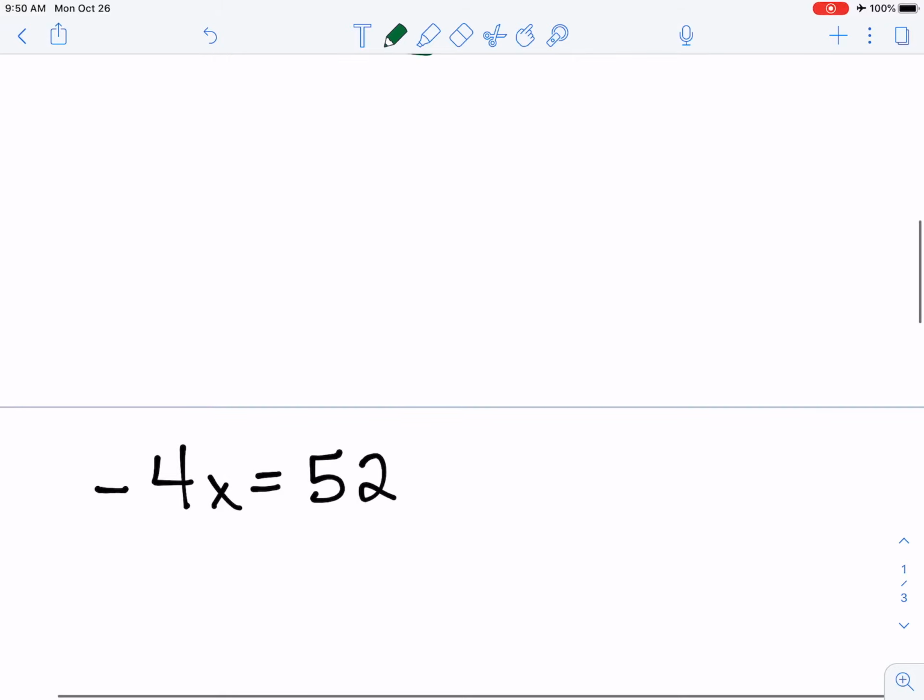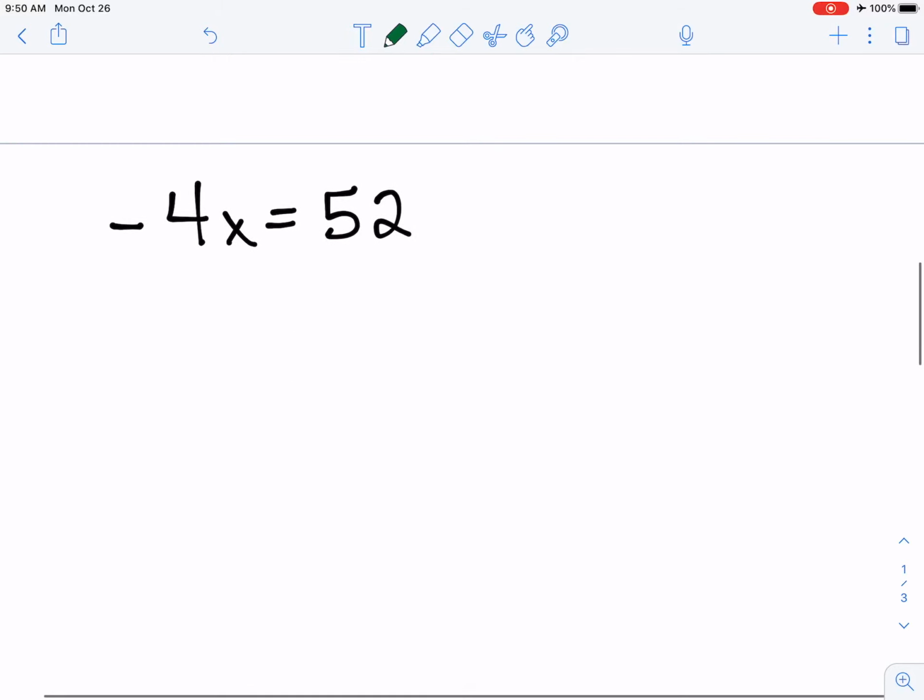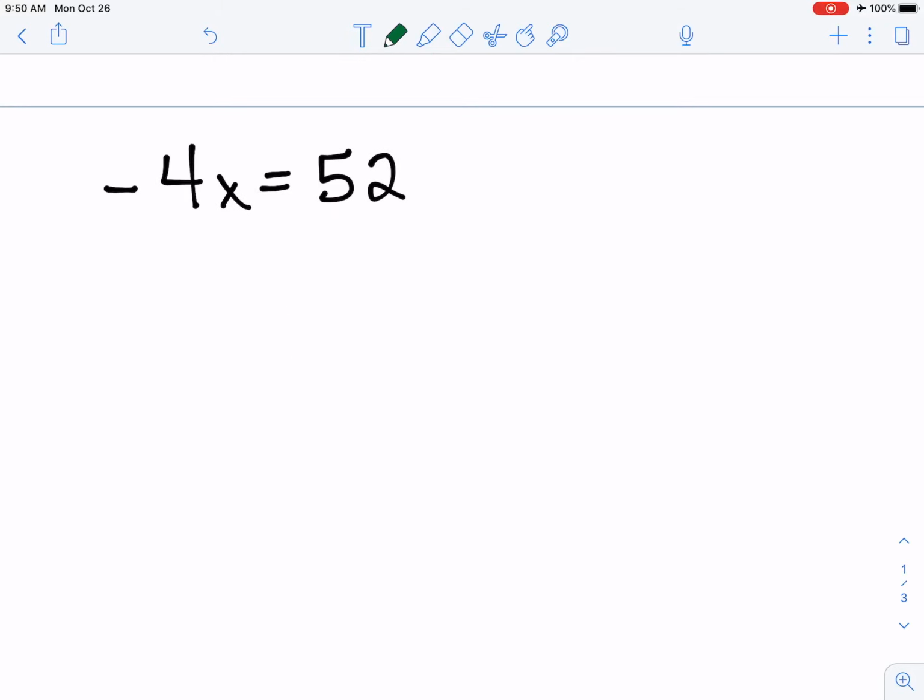Now we're going to move into a problem that has some multiplication. So here I have negative 4x equals 52. And again, the object is to get this variable by itself. Now when you have a negative 4, or if you have any number, any coefficient directly attached to a variable, we know that they're actually being multiplied together. So even though it doesn't say negative 4 times x, we know that what's happening here is multiplication. So in order to fix that, we have to use division. So we're going to divide both sides.